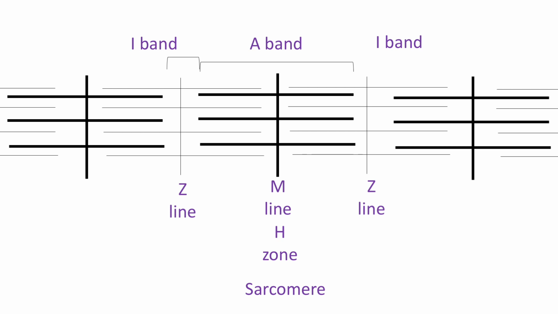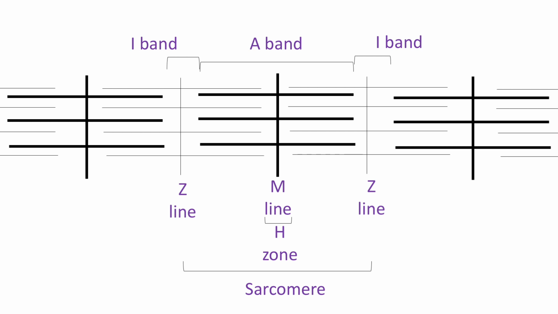The I band has become narrower or shorter. The H zone has also become narrower and shorter. And the sarcomere itself has become narrower or shorter, and those Z lines are closer together. So you should have those things have changed, become shorter or closer together. The things that haven't changed are the position of the M line and the length of the A band. Those have remained the same.